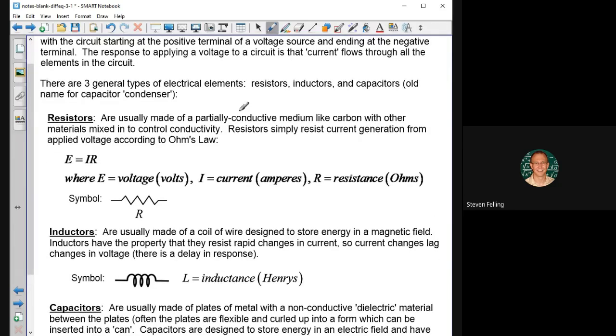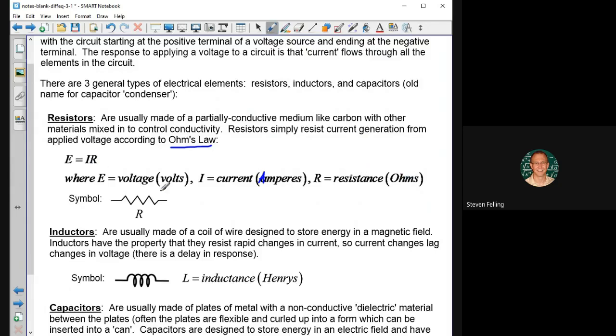A resistor is usually made of some partially conductive medium like carbon with other materials mixed in to control how well it conducts electricity. So resistors simply resist current generation from an applied voltage, and they behave according to something called Ohm's law, which says E, the electromotive force, which is the voltage, is equal to the current times the resistance. So E is voltage, given in the units volts. The I is the symbol that we use for current, and it is measured in amperes. Actually, that should be a capital A because it's named after someone. And then the R is resistance, which is measured in ohms.